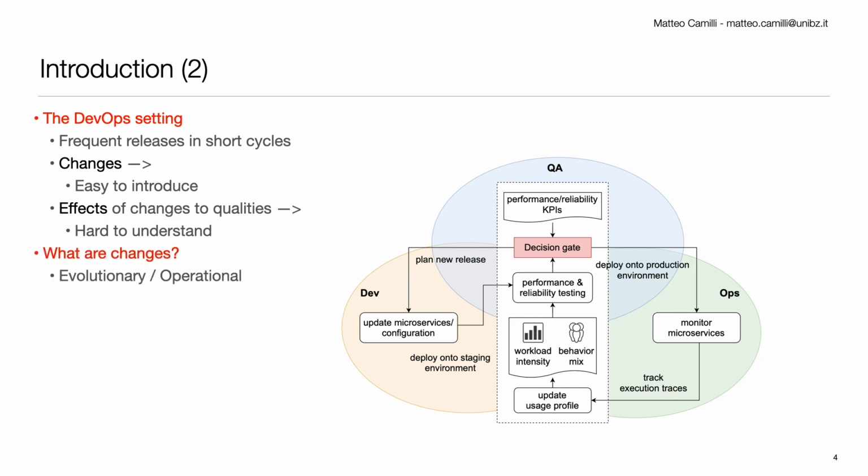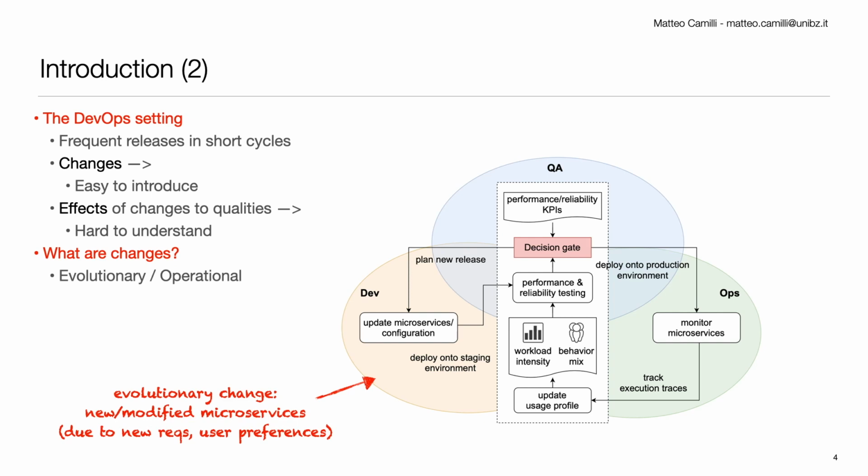In this context, changes are very easy to introduce, but the effects of changes on important quality attributes of the target system are usually hard to understand. But these effects are very important, because understanding such effects on the target qualities, as well as their inner relationships, should guide decisions in the quality assurance stage. So what are these changes? They can be either evolutionary or operational changes.